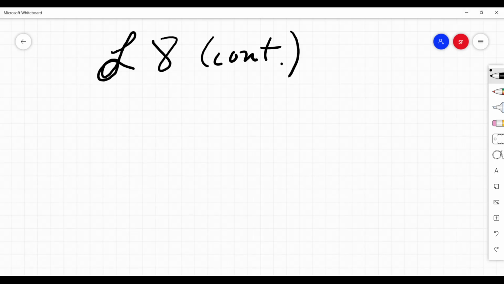We talked last time about whether this matrix and that matrix were inverses. This time, we're going to talk about how to find the inverse of a matrix.